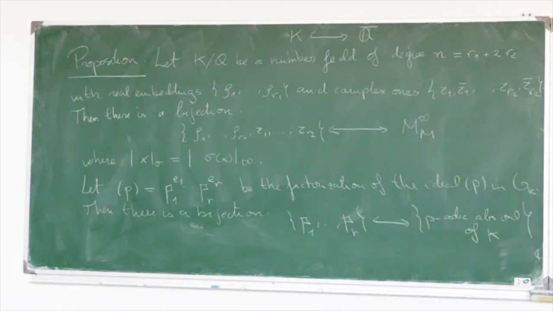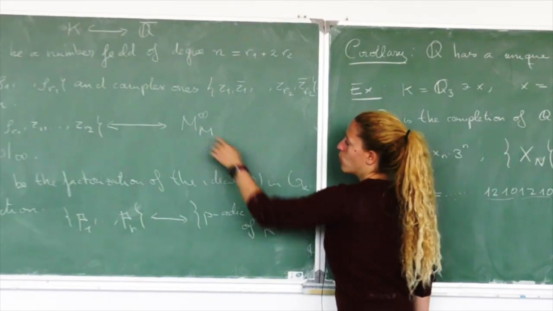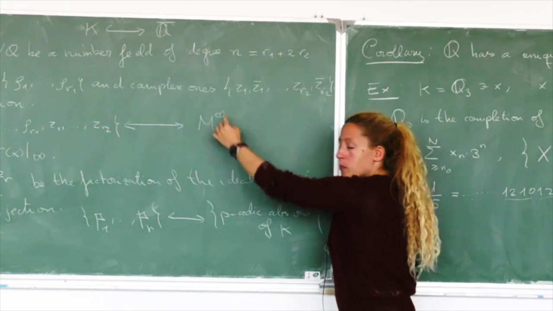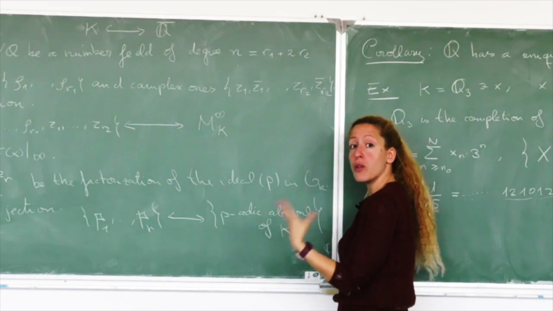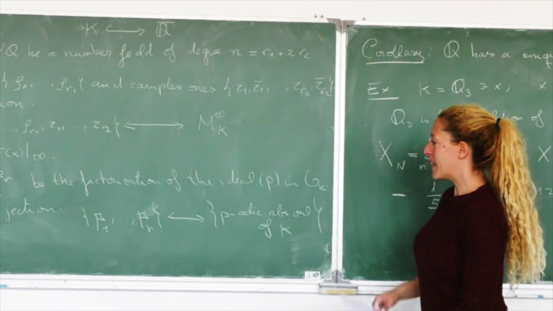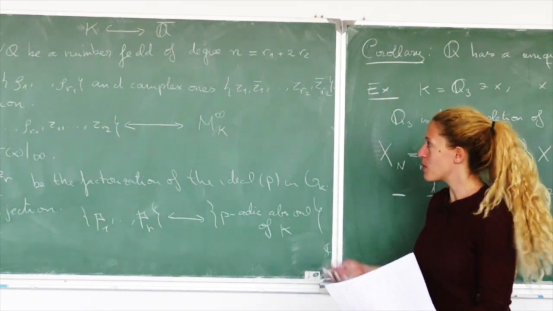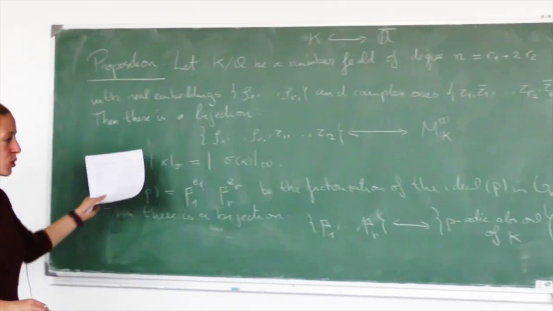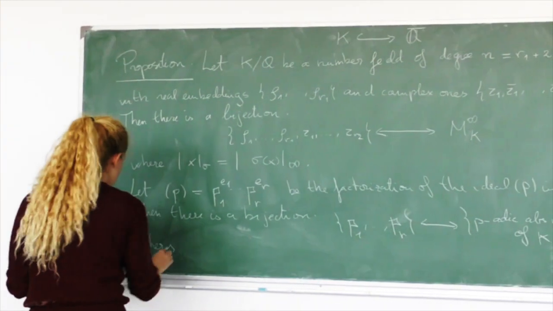So who are the p-adic absolute values of k? We gave the definition before. Basically they are the elements in M_K^0, because I'm looking at non-Archimedean ones, that restricted to the rationals give me the p-adic valuation. So those are the p-adic absolute values. In this way we have described all the possibilities for the absolute values of a number field.